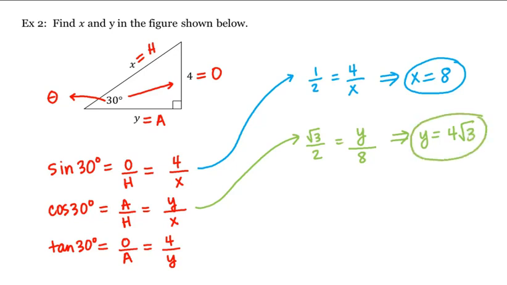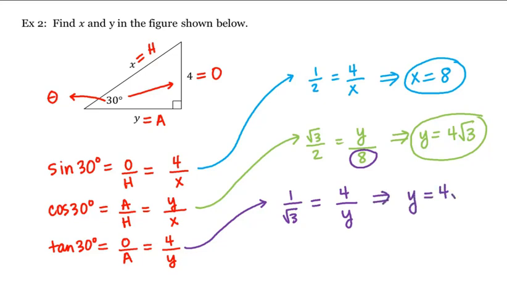Now this computation, though, required that we knew what this value of x was. If we use this third equation, though, we didn't need to know what x was. Because tangent of 30 degrees is 1 divided by square root of 3, and this is equal to 4 divided by y. And then cross-multiplying, we'd get to our same answer of y is equal to 4 times square root of 3.